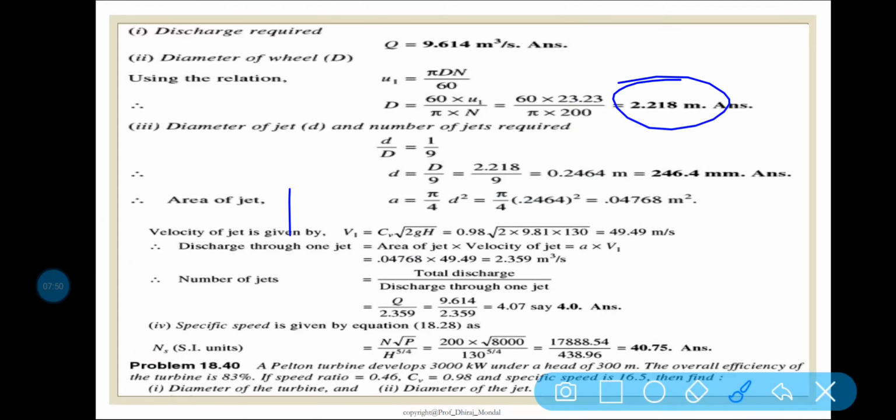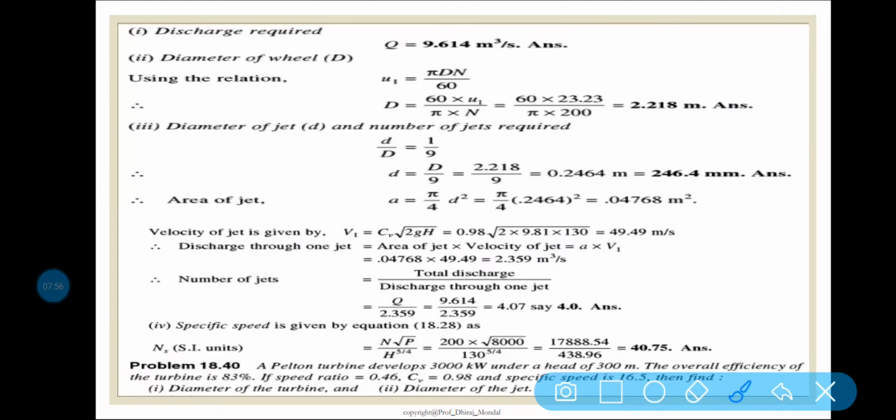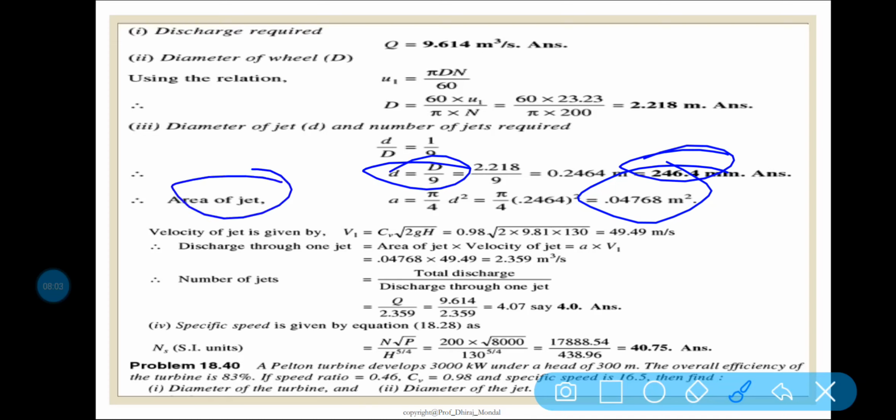So if it is your D, then d by D is equal to what? 1 by 9. So ultimately you can find out small d. Small d is the nozzle diameter, D is the wheel diameter. Okay, so this is your d, and ultimately area of the jet you can find out, pi by 4 d square. So put the value, 0.0476 meter square. Now V1 is equal to root over 2gH, but Cv is given, so that is why V1 is equal to Cv root over 2gH. Okay, now this V1 is your 49.49 meter per second.